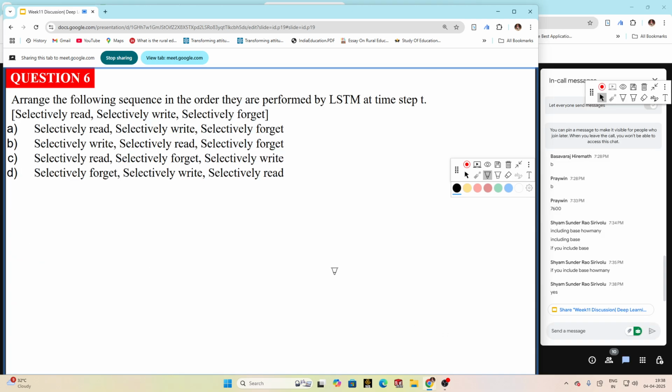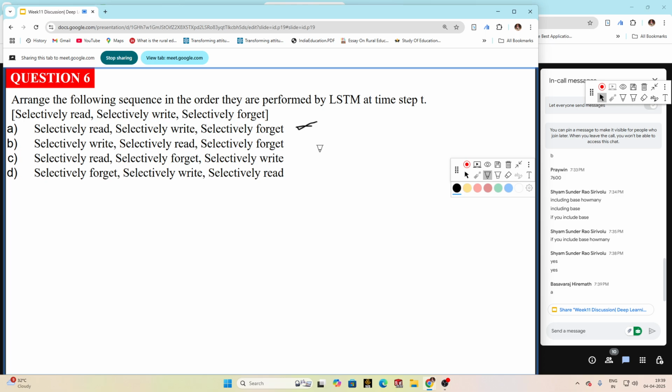So let's move on to the next question. Arrange the following sequence in order they are performed by LSTM at time step t: selectively read, selectively write, selectively forget. These are the options: read first, write second, forget third; write, read and forget; read, forget and write; forget, write and read. So any guesses for this? What is the sequence? Someone is telling A, that is read, write, forget. Yeah, guys are telling A.